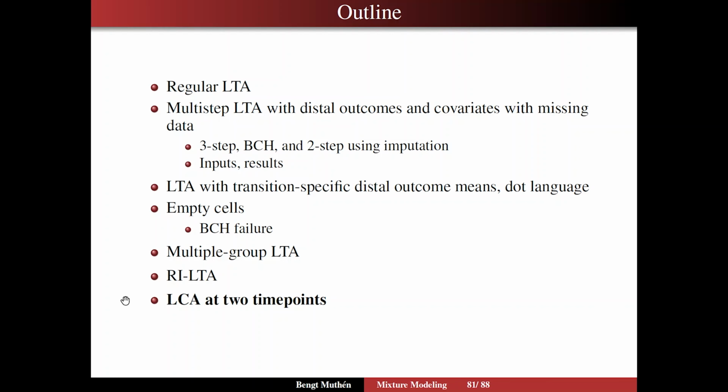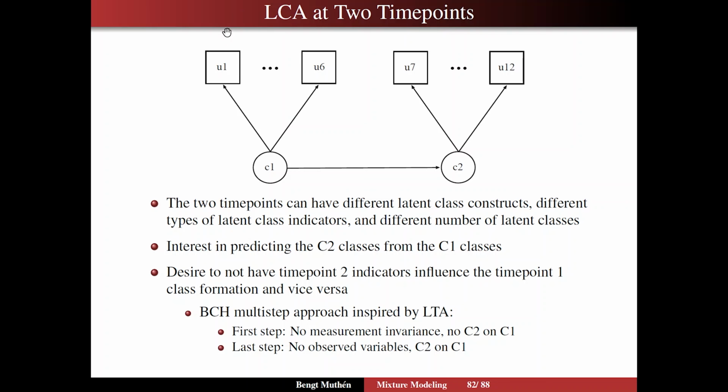Now we come to the last topic of Webtalk 10, namely LCA at 2 time points. So LCA at 2 time points looks like LTA and has a lot of similarities with it. And we're going to look at the relationship between the two. So we have 2 time points, 6 indicators at each of the 2 time points. But the 2 time points can have different latent class constructs, dealing with totally different things, and different types of latent class indicators, and different numbers of them too, although they're the same in the picture. And we can have different number of latent classes at the 2 time points.